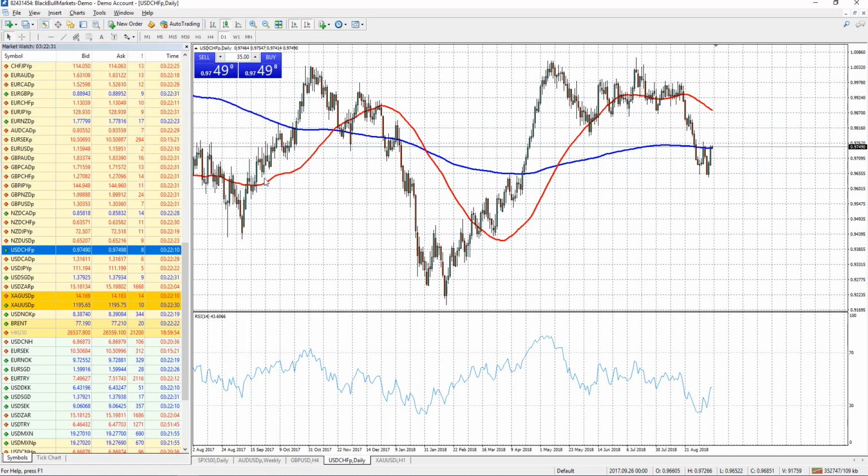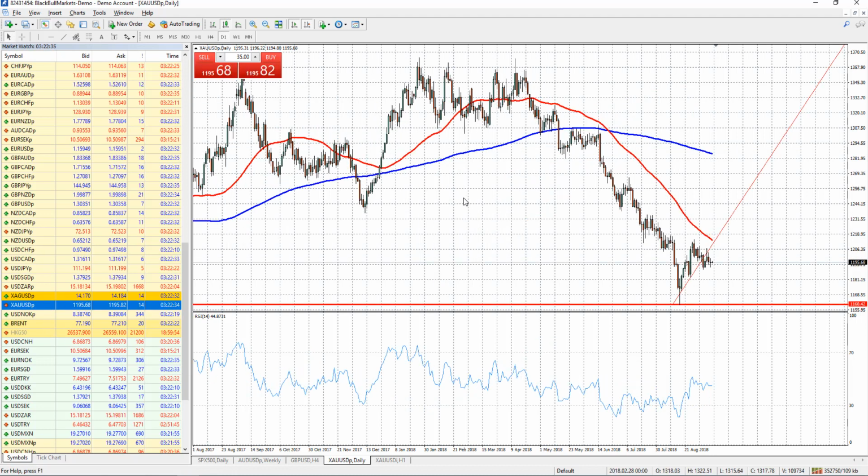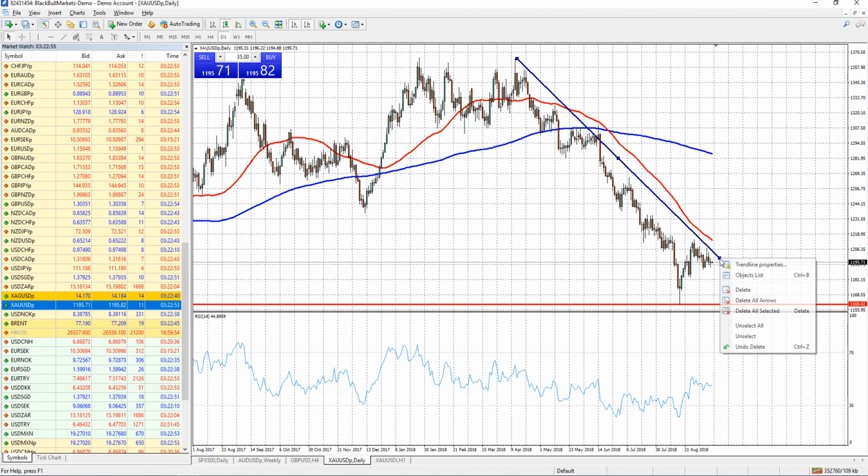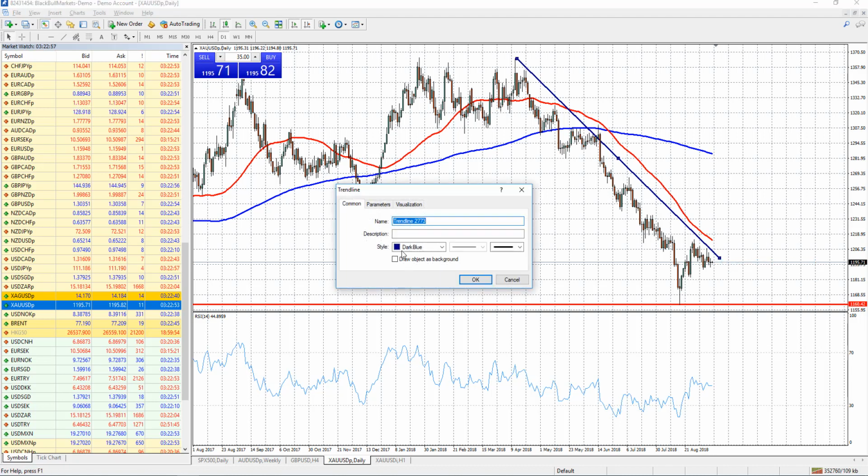Let's look at another way to use trend lines. Here on our daily chart on gold, we spotted a clear downward trend. Trendline Properties, unclick Ray.